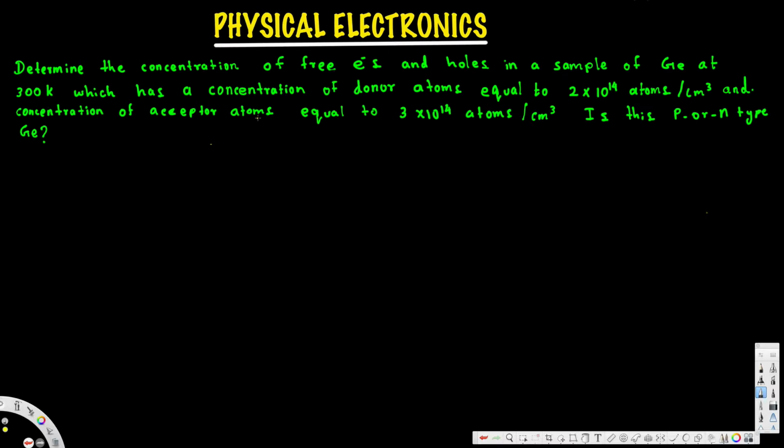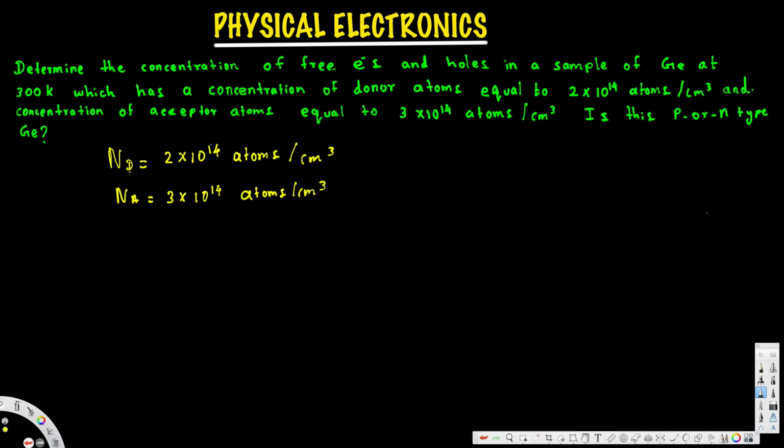Now let's look at the given information. Here they are saying the concentration of donor atoms is equal to 2 times 10 to the power of 14 atoms per centimeter cube. So we know that Nd is equal to 2 times 10 to the power of 14 atoms per centimeter cube. Okay. And also we have the concentration of acceptor atoms equal to 3 times 10 to the power of 14 atoms per centimeter cube. So Na is equal to 3 times 10 to the power of 14 atoms per centimeter cube.